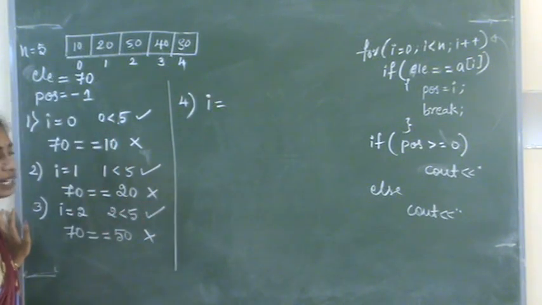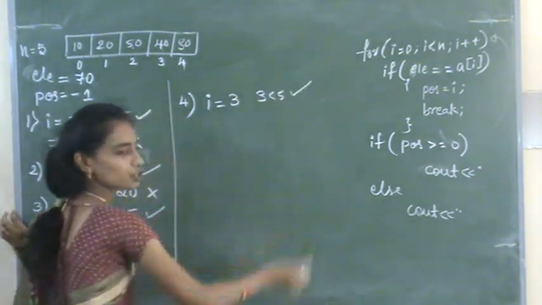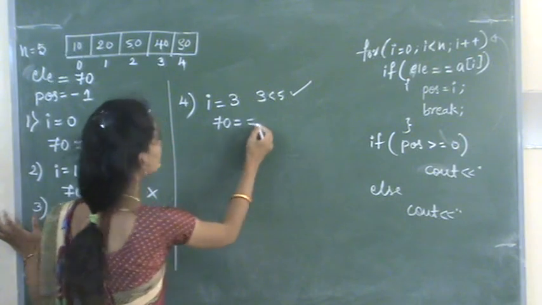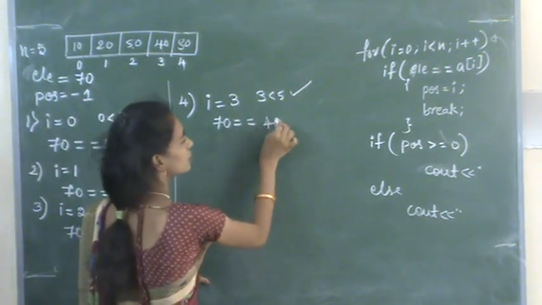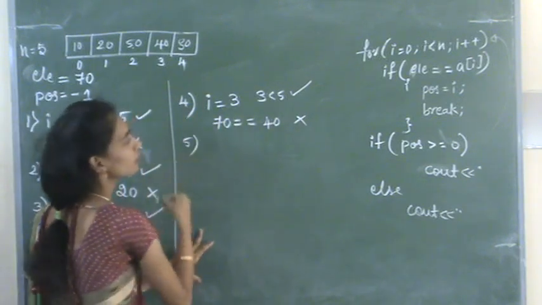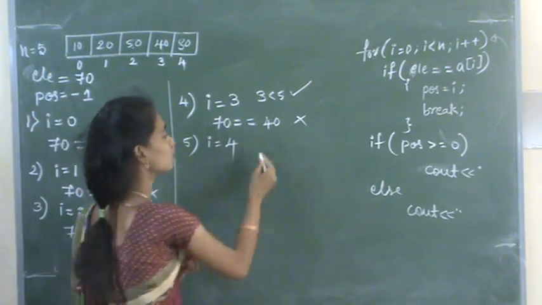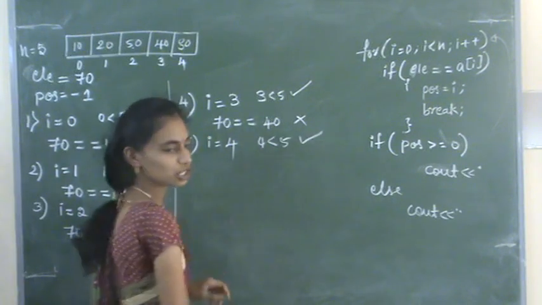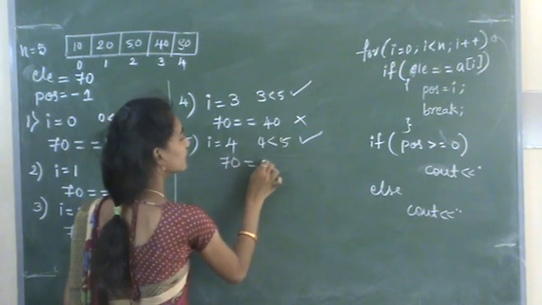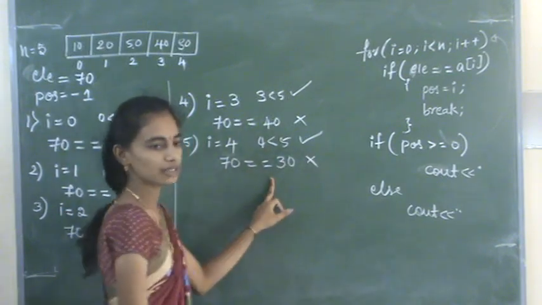Again it will increment the I value. So I value becomes 3. 3 is less than 5. The condition is true. Enter into the if condition. So what is the element? That is 70 is equal to a of 3, which is 40. So whether 70 is equal to 40? No. The condition is false. Again go back to the for loop. It will increment the I value. Now I value becomes 4. So 4 is less than 5. The condition is true. It will enter the if condition. So element 70 is equal to 30. Whether it is equal to 30, the condition is false.